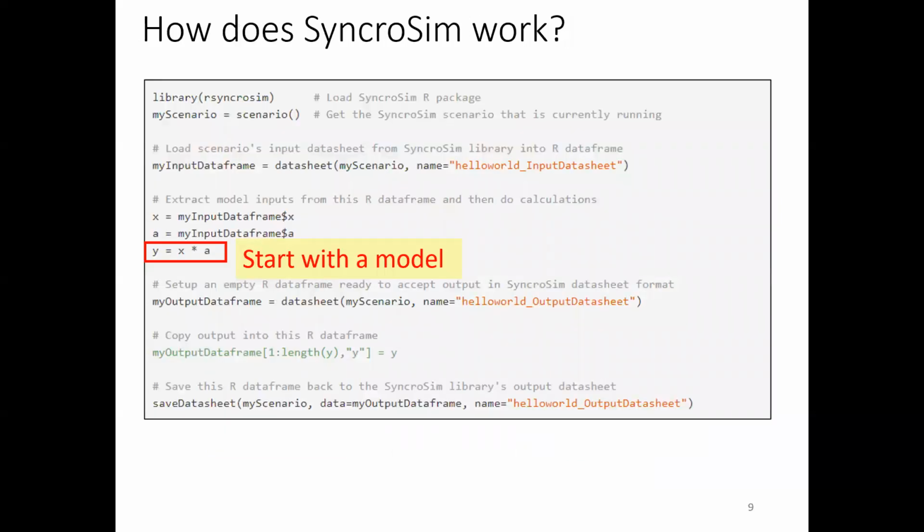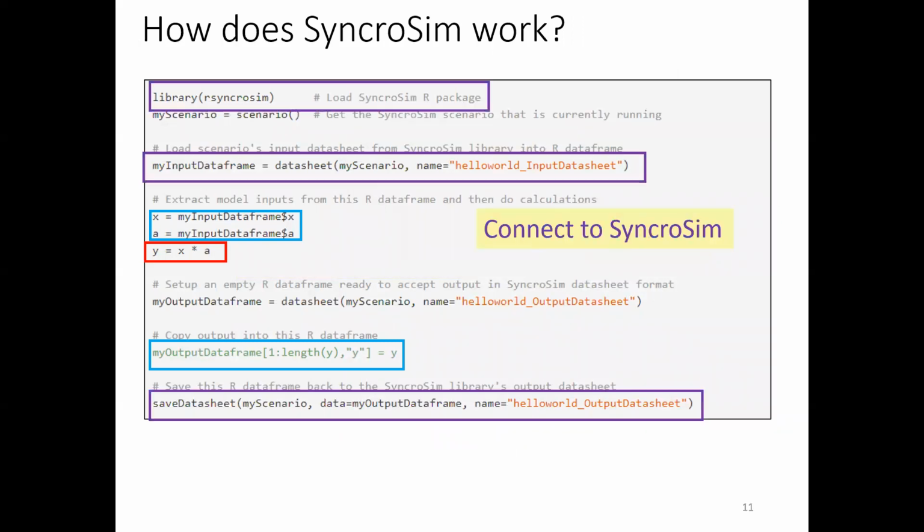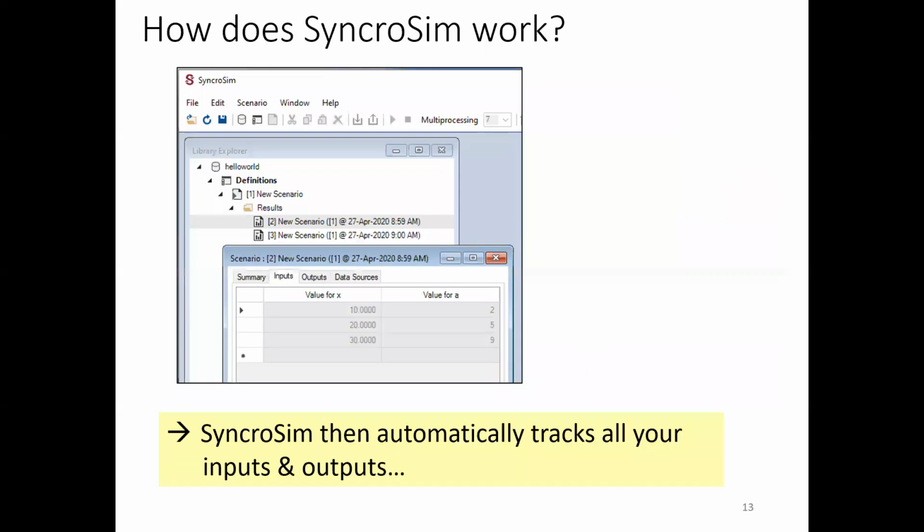So how does SyncroSim work? Well, you start with a model, again, written in any language, and then you make sure that all your inputs and outputs are stored in tables. You add a bit of wrapper code then to connect each of these input and output tables to SyncroSim. And finally, you create a matching XML file to go with your model code that describes the format of each of the inputs and outputs in your various tables.